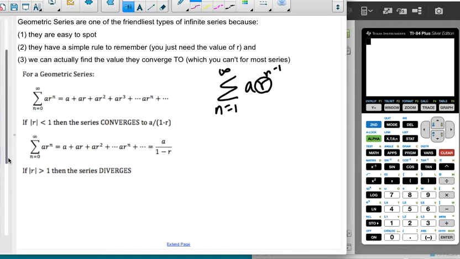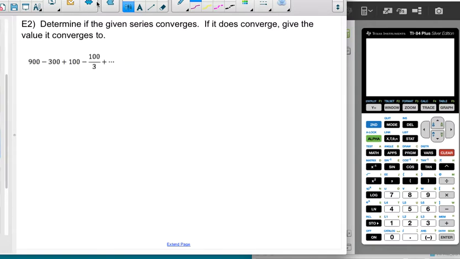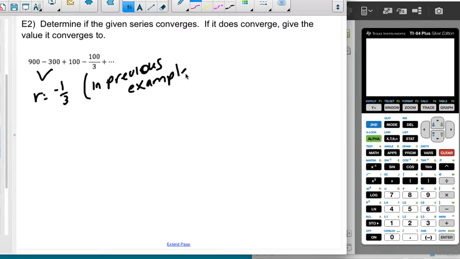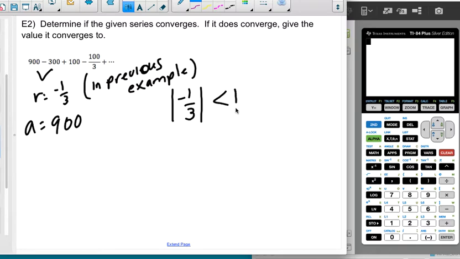All right, so let's go ahead and walk through. Determine if the series converges. If it does converge, we want to say what it converges to. Well, we've already seen this one before. We figured out that this r is negative 1/3. We saw this in a previous example. My first term is 900, and my r is negative 1/3. Since the absolute value of negative 1/3 is less than 1, it definitely converges.